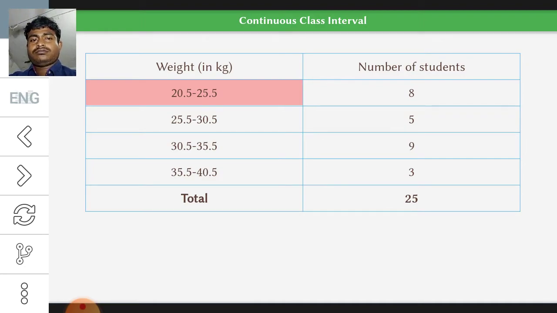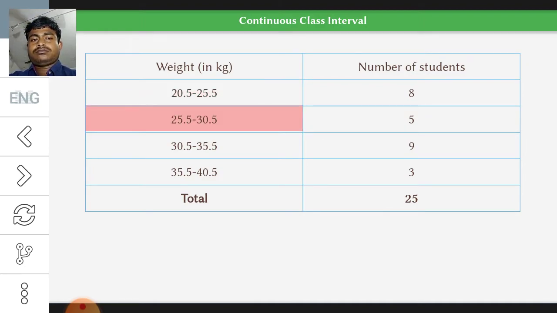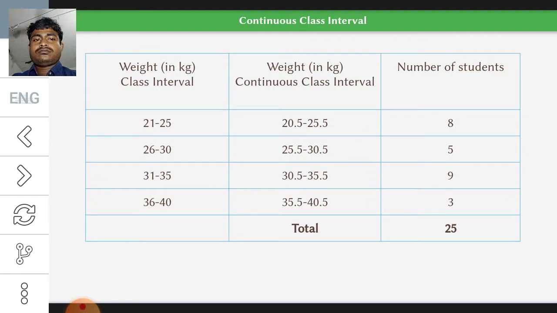20.5 to 25.5, 25.5 to 30.5, and so on. You may also notice that the value of each class size has changed from 5 to 6. Hence, it's increased by 1, accommodating extra values.